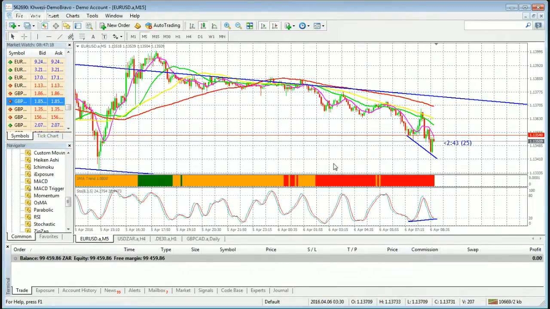Sorry, just the mic here. Okay. So nothing we can do now until we get price going above that 8 moving average, that purple line.